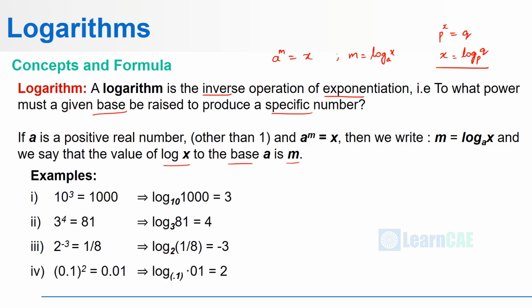Next, we shall see some examples. 10 cube is equal to 1000. Therefore, we can say log 1000 to the base 10 is equal to 3. So, to find out the power, we can use logarithm of 1000 to the base 10, which will be equal to 3. That is the power. Next, 3 power 4 is equal to 81. Therefore, log 81 to the base 3 is equal to the exponent 4. Similarly, next one is log 1 by 8 to the base 2 is equal to minus 3. And finally, log 0.1 to the base 0.1 is equal to 2.